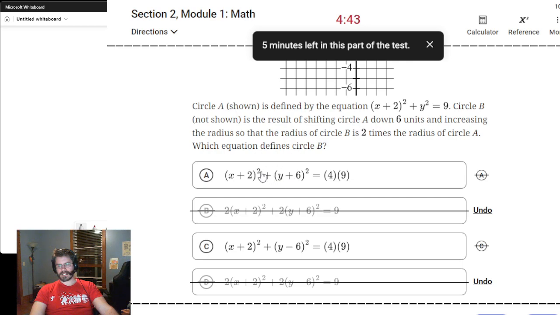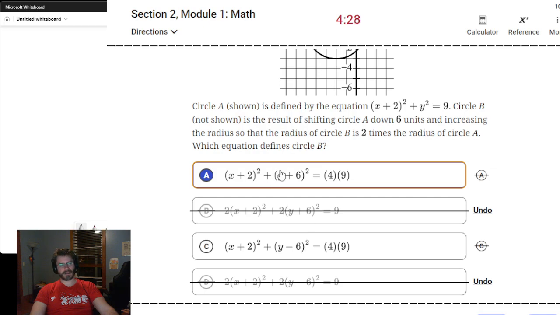Now we need to shift down 6 units, and that's the only difference between A and C. C shifts it up. Remember, whenever you have a modification on your binomial, it does the opposite behavior. So if it's shifting on the inside, you do opposite. Shifting on the outside, you do the same. So to shift it down 6 units, we need to add a 6.